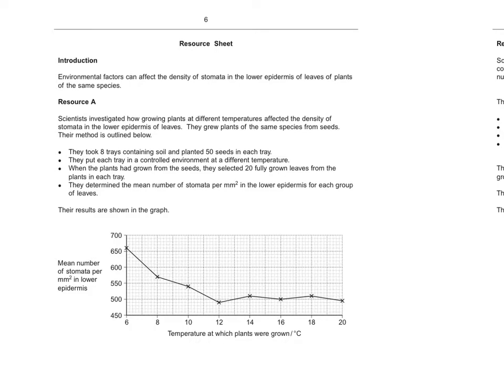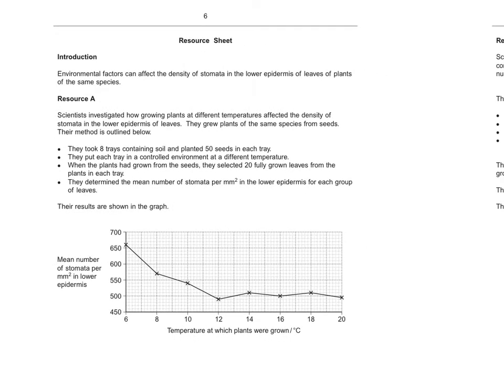So the scientists investigated how growing plants at different temperatures affected the density of stomata in the lower epidermis. They grew plants of the same species from seeds. Their methods are outlined below. It took 8 days, containing soil, 50 plantlets in each tray. They put each tray in a controlled environment at set temperatures. The plants are grown from seeds. They selected 20 fully grown leaves from each plant. They determined the mean number of stomata, like we did.